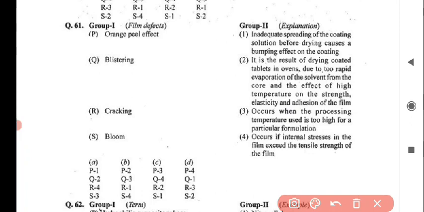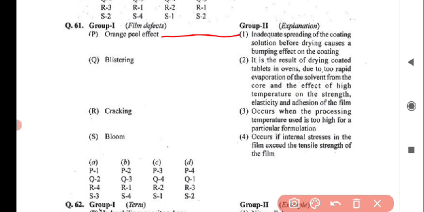Okay, so the question: in this question, column 1 contains film defects, while column 2 contains the explanation, or we can say the definition. The first film defect is orange peel effect, and the correct answer for this is option number 1, that is inadequate spreading of the coating solution before drying causes a bumping effect on the coating.